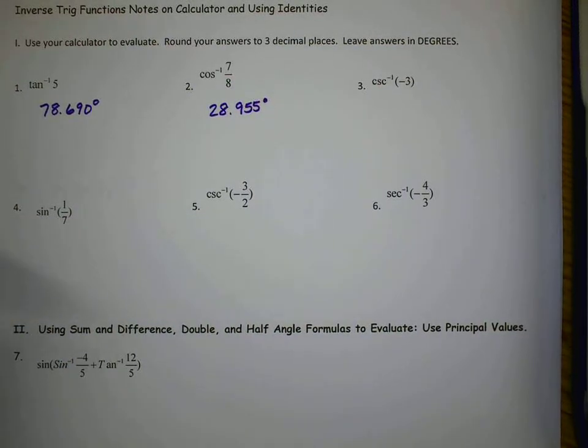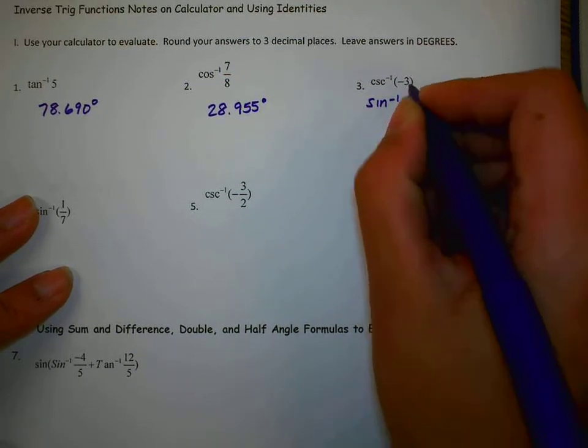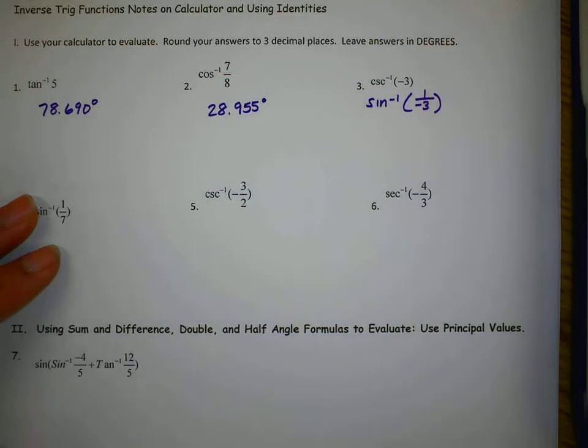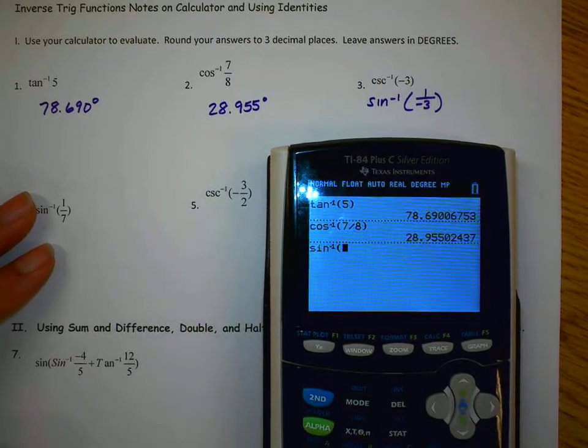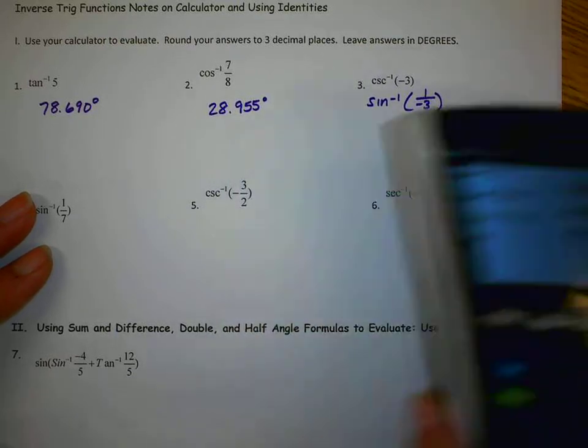Alright, number 3, we have a little bit of work to do before we start typing things in. We don't have an inverse cosecant in our calculator, so we're going to rewrite it in the reciprocal function. The reciprocal function for cosecant is sine, so we take the inverse sine, and we also have to take the reciprocal of -3, which is 1 over -3. So we type in inverse sine of -1/3. We get negative 19.471 degrees.